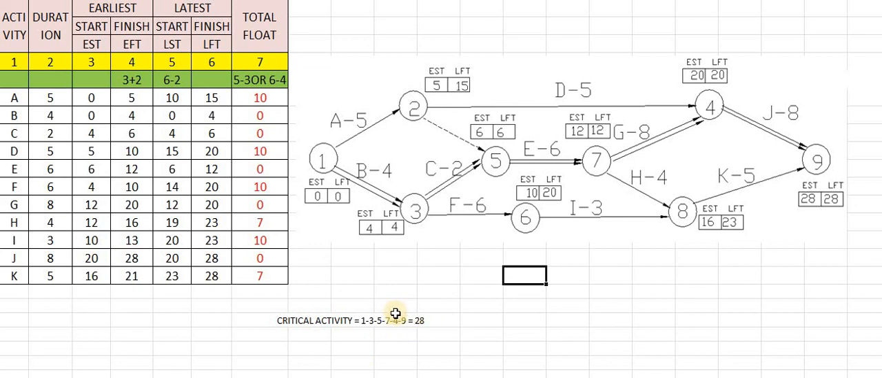So 28 is the value for the critical path, and its duration is 28, whether it is weeks or days. Its path is 1, 3, 5, 7, 4, 9. This is nothing but the critical path, and we have drawn it by a double line, as stated in the question paper. This question was very important, because it has been asked in a number of question papers for 7 to 8 marks.